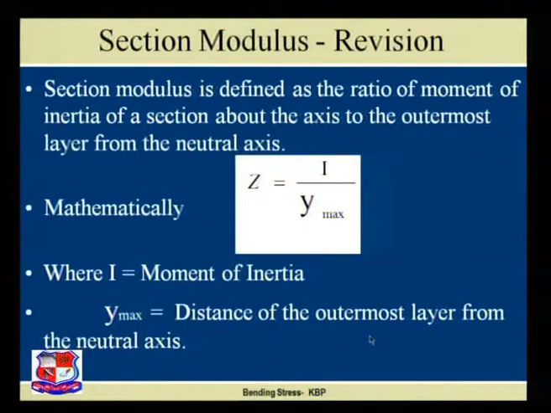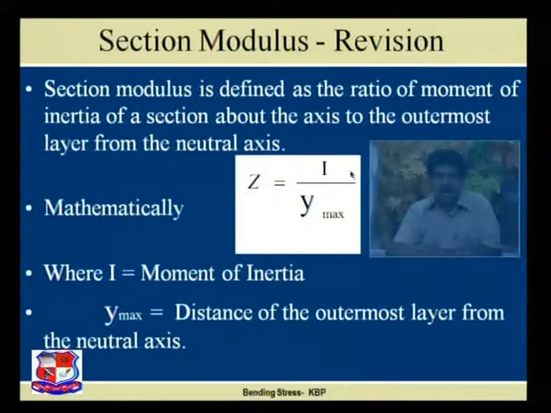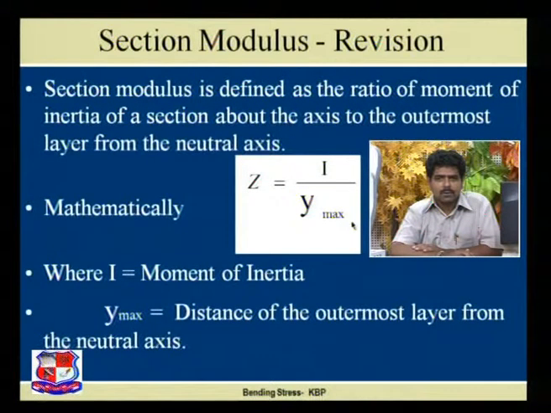Section modulus, that is Z, is defined as the ratio of moment of inertia of a section about the axis to the outermost layer from the neutral axis. That is, Z is equal to I by Y max. It is most important for us to know this value of Z for known sections like rectangular section, hollow rectangular section, circular section and the hollow circular section. So what will be the formula for the four sections that we have already derived? Let us revise within a short time of 1 minute.